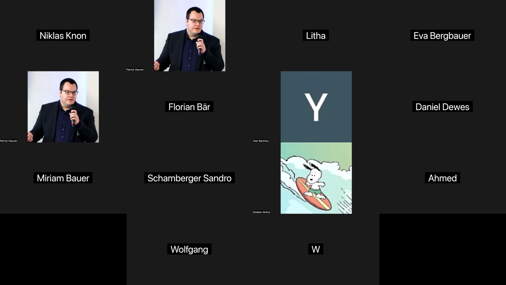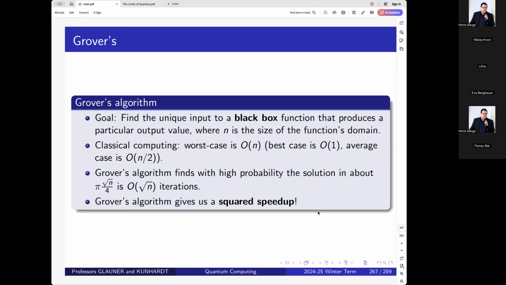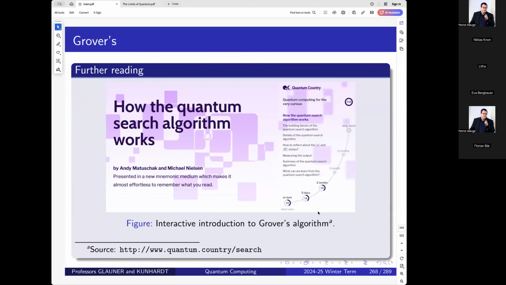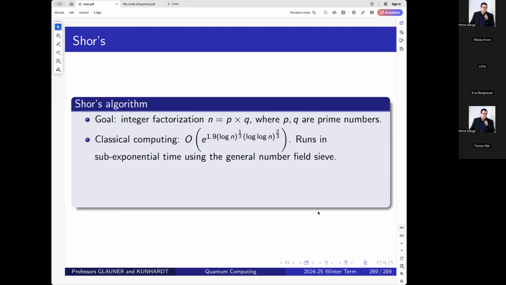For the last algorithm, we are interested in exponential speedups. So this is what I just mentioned. And this is where Shor's algorithm comes into play. So our goal is we have an integer n, and we want to do an integer factorization of n. So we want to know p and q which make the product, which is then n, and p and q are prime numbers.